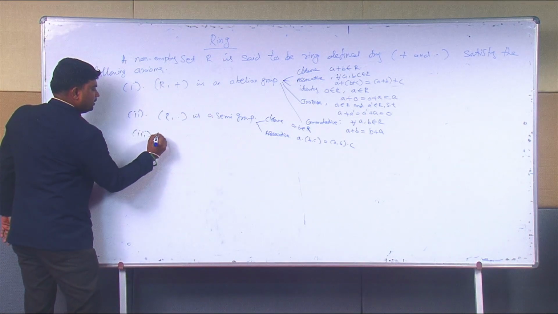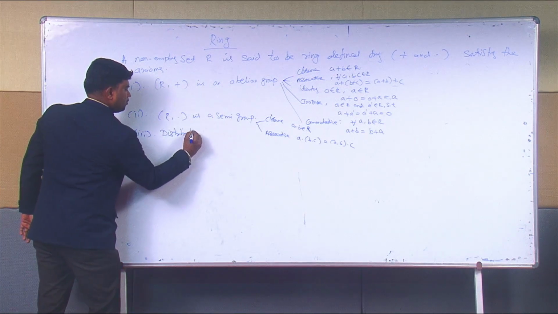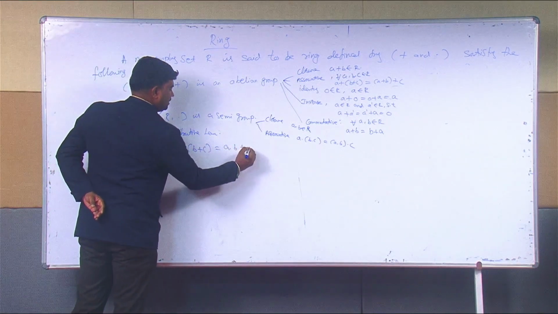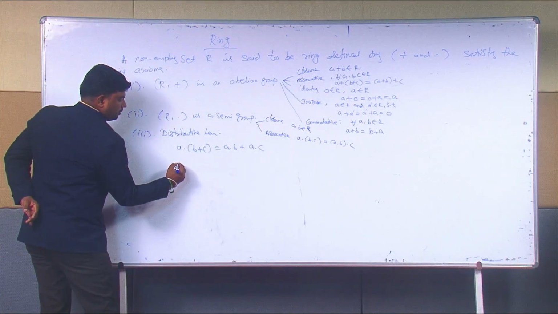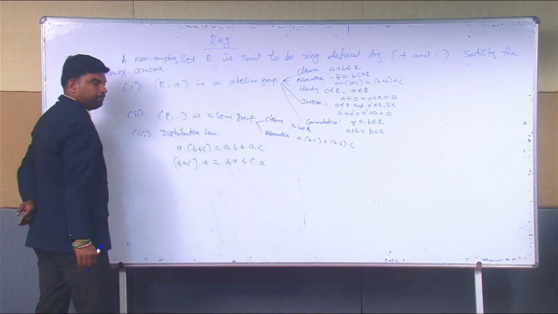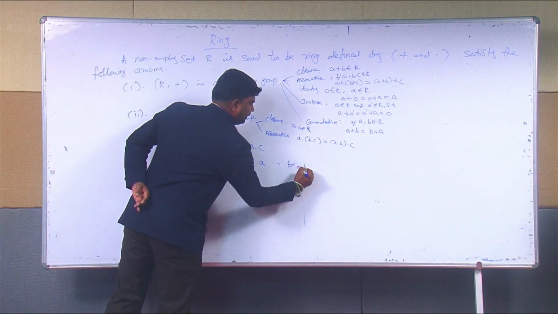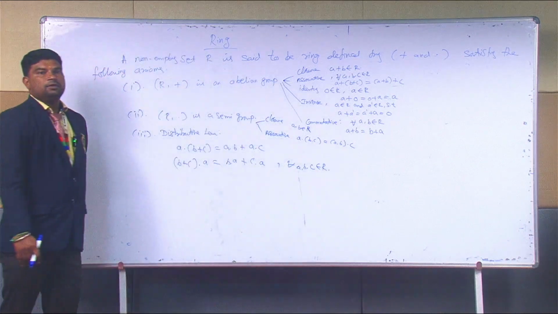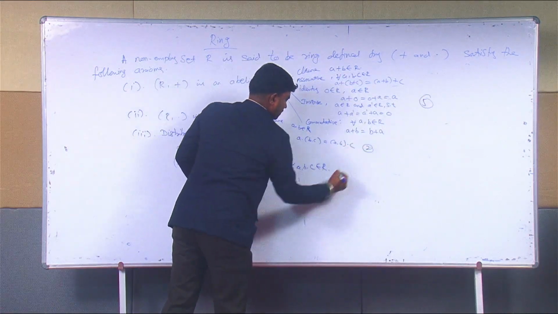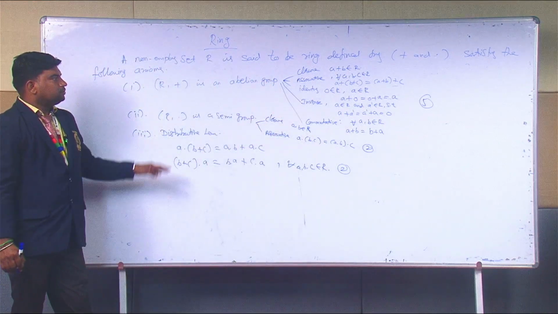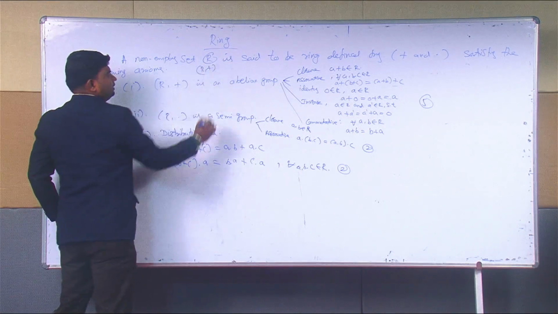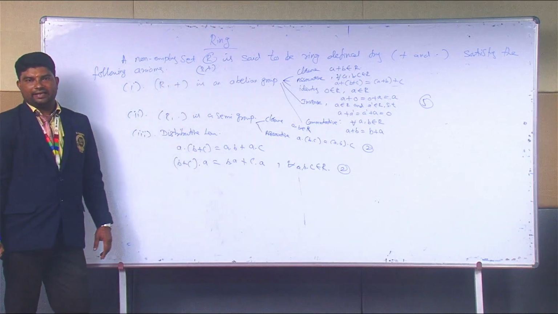And the third one, the distributive law. a dot (b plus c) is equal to a dot b plus a dot c, and (b plus c) dot a equals b dot a plus c dot a, for every a, b, c belongs to R. So totally 5 axioms, plus these 2 axioms, and these 2 axioms, so 9 axioms in total. If the set R comma plus comma dot satisfies the 9 axioms, then R is called a ring.